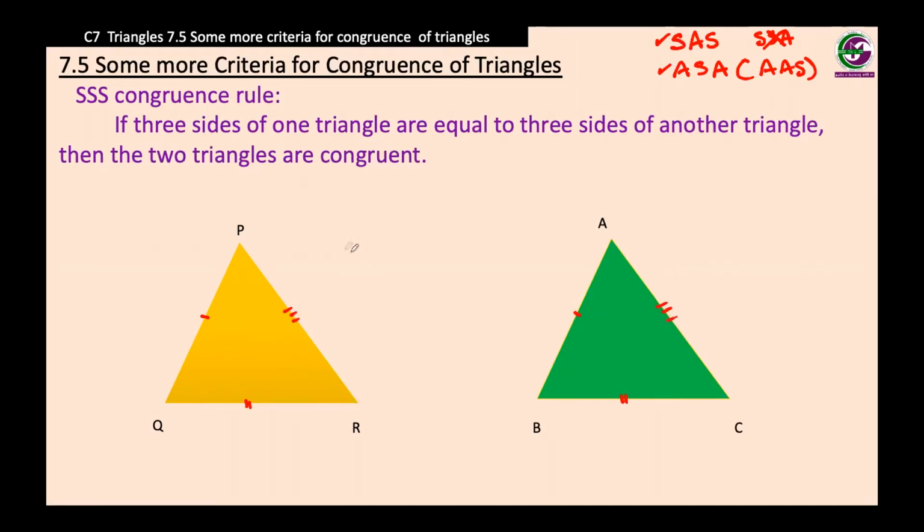And how do we write it? For the first triangle, we can write it in any order, no problem: triangle PQR is congruent to triangle, and for the second one, we have to be careful. PQ is marked with one cross line, which corresponds to AB. So A, B, and the next one is QR, which is BC. So B with C. These two triangles are congruent by the SSS congruence criterion or SSS congruence rule.